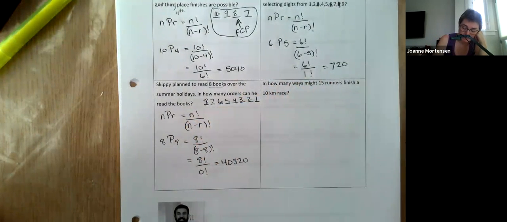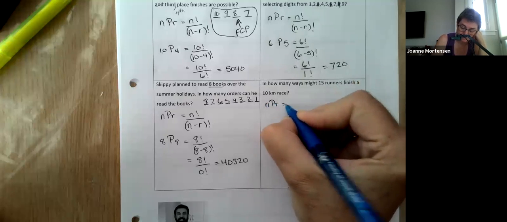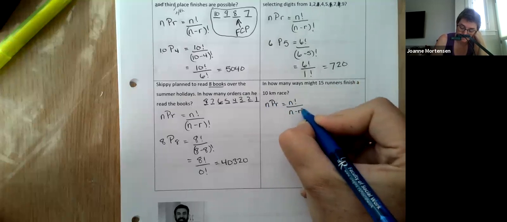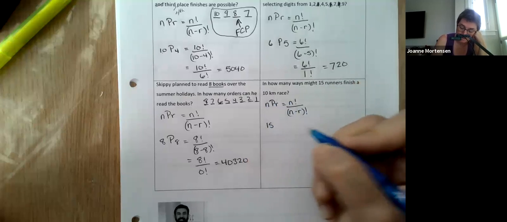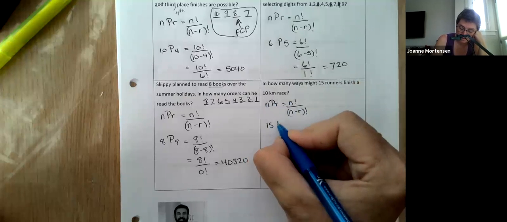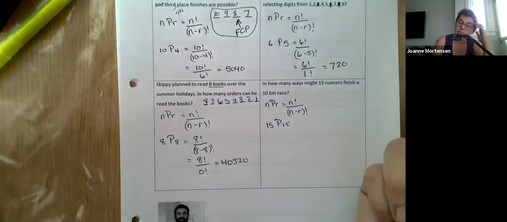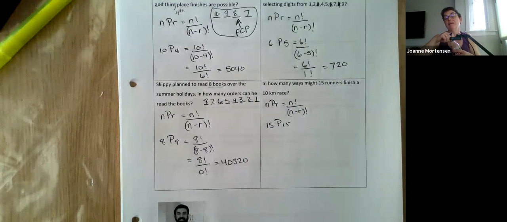Okay, so last one. We got 15 runners, and we're going to arrange all 15 of them. So if I did, I would probably be number 15.